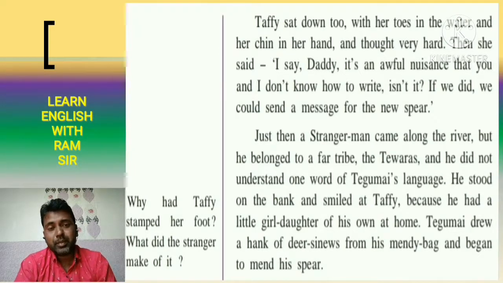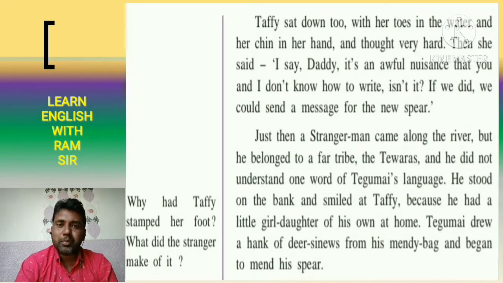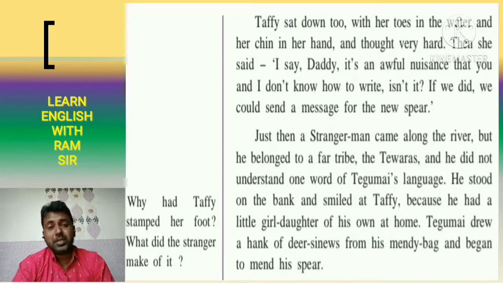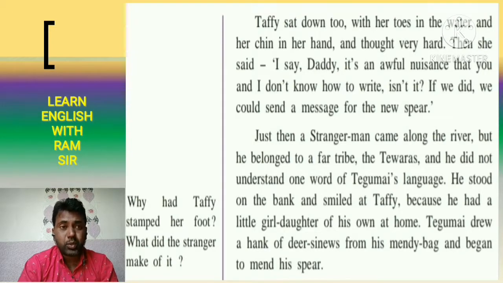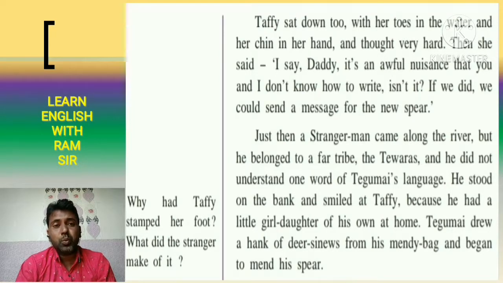So this is the basic problem because we all know it very well, thousands of languages we have in the world. पूरे दुनिया में हजारों तरह की languages हैं और हमें भी पता है कि हम अगर ऐसे area में चले जाएं कि जहाँ की language हमें पता नहीं है, so many problems were there. Okay, and of course the same problem is there now because this person belongs to a far tribe and this tribe's name is the Tewaras. Okay, and he did not understand one word of Tegumai's language. और उसे एक भी word उस Tegumai's की language का आता नहीं है और या उसे बोल नहीं पाता.